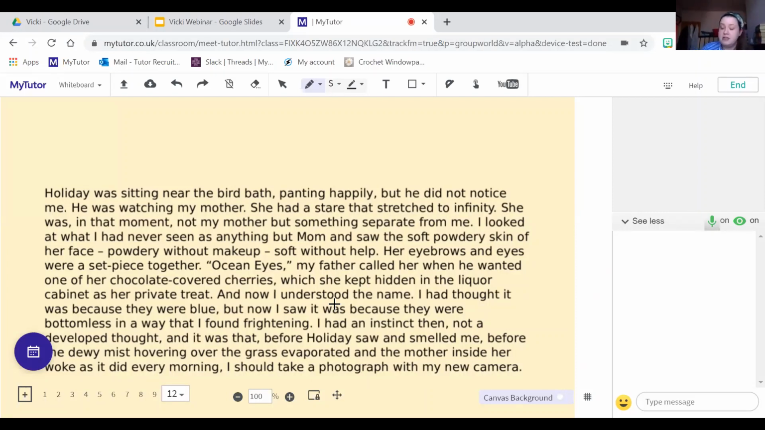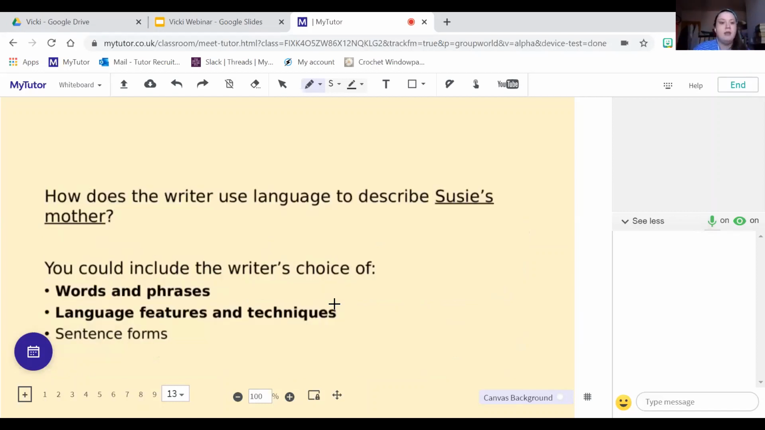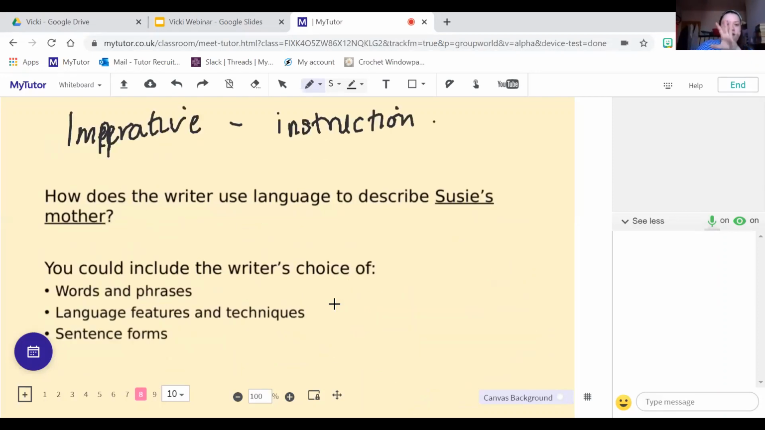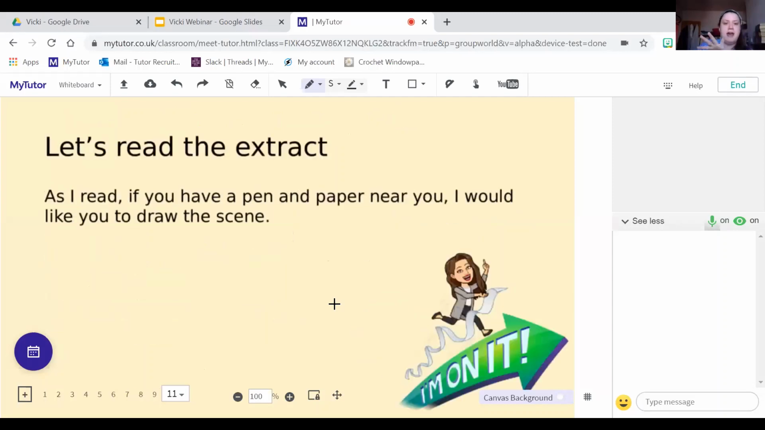So what I'm going to add on to that question is that we can talk about the holiday and we can talk about Susie's mother, and we can link those two things together. In order to answer the question fully as to what we've been given, we're going to talk about this holiday, but by talking about Susie's mother, we're going to reflect the mood of what holidays meant to her. So I've got one here for Susie's mother, and one for holidays.